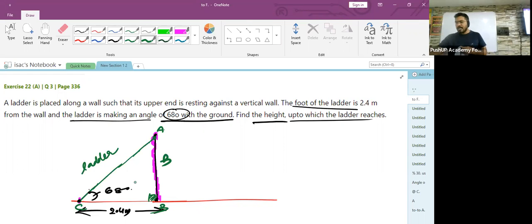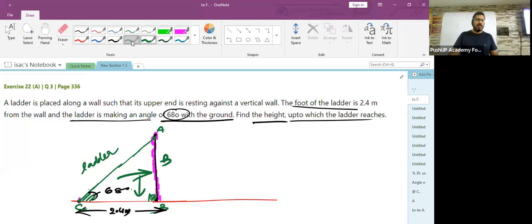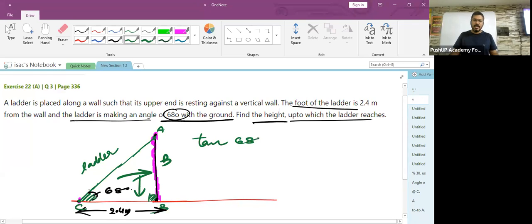Now, children, can you tell me, if the angle of reference is this 68 degrees, what will be this side? Opposite side or perpendicular? What will be this side? CB, base or adjacent, isn't it? So which trigonometric function? Tan function. So tan with reference to 68 degrees is equal to opposite AB divided by adjacent BC.